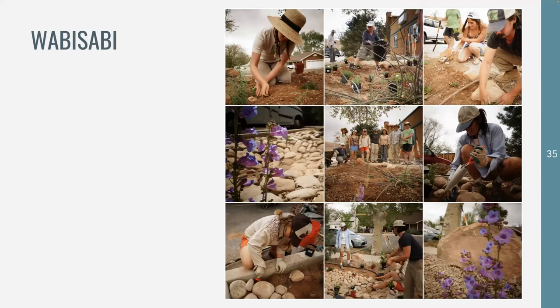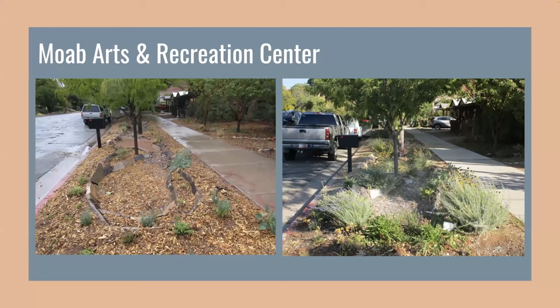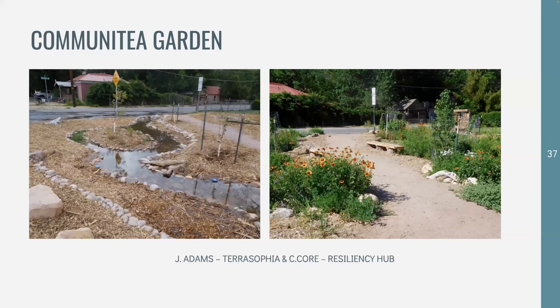Wabi Sabi thrift store. We created roadside basins through curb cuts at Wabi Sabi and planted native plants there. They wanted a low maintenance garden design. And the Moab Arts and Rec Center, so now the city of Moab's catching on and is using this in some of their landscaping as well. Here's a community garden in Moab where it was super compacted soil that not even invasive species would grow on. And now we pull in street side runoff into these gardens.